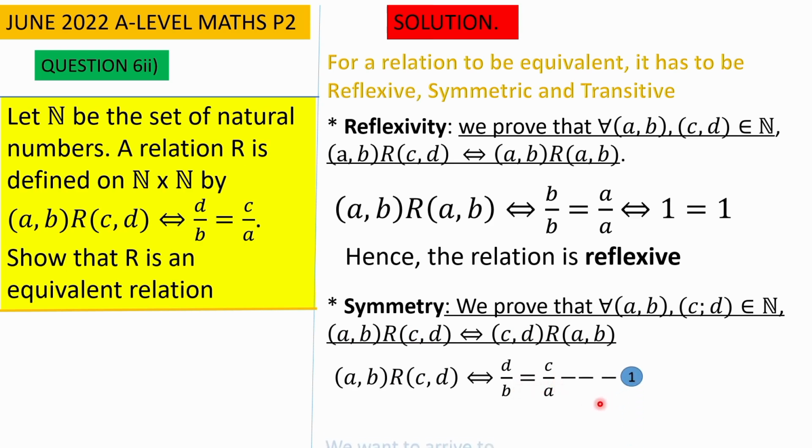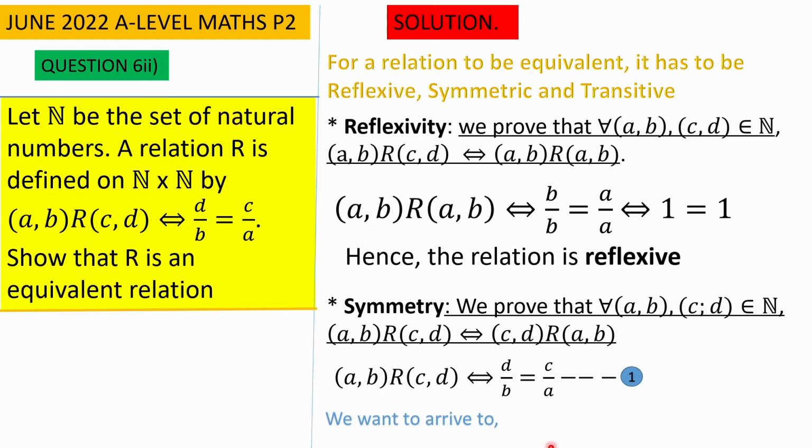Okay, we want to arrive at (c,d) relates to (a,b), and (c,d) relates to (a,b) is simply b over d equals a over c. We are seeing here that in our previous relation we have (a,b) and (c,d), but now in the relation I want to arrive at, we have both (c,d) and (a,b).